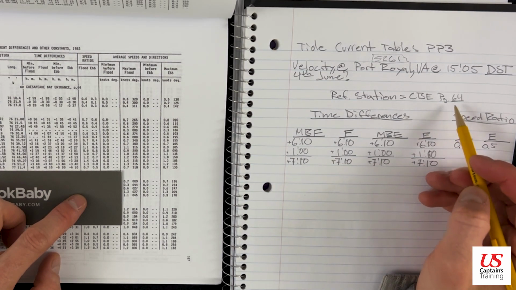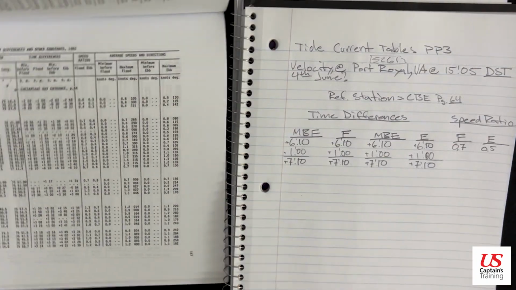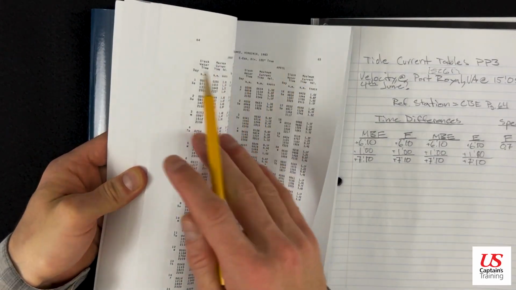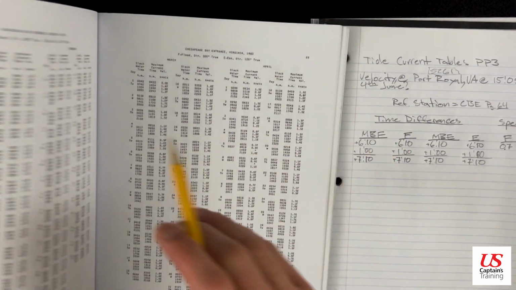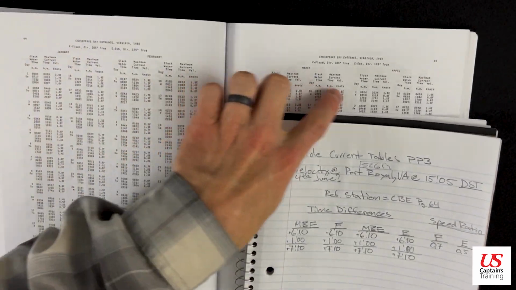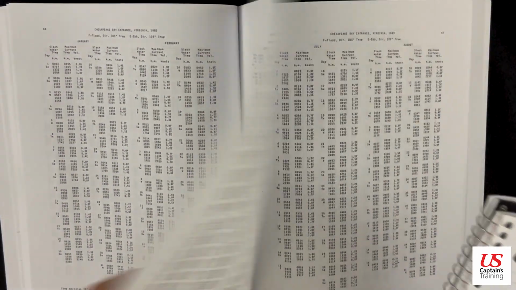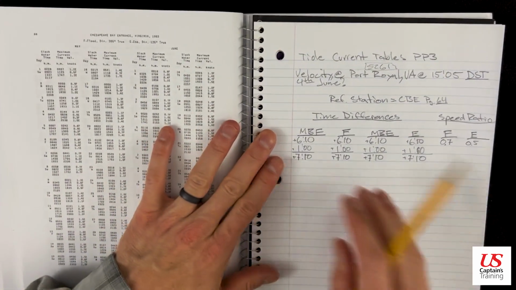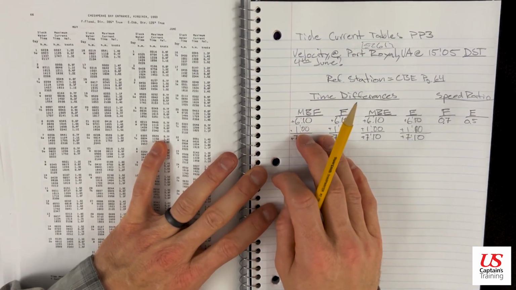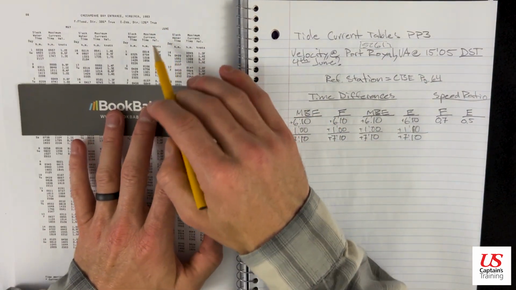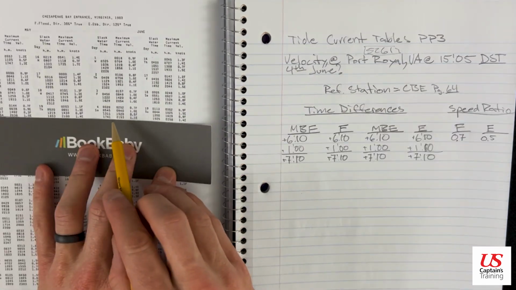So let's go to page 64 into table 1. Oop, there it is, 64. We start in January. We are looking for June. So we go January, February, March, April, May, June. Here we are in June. Our time differences are quite substantial. So June 4th. All right.